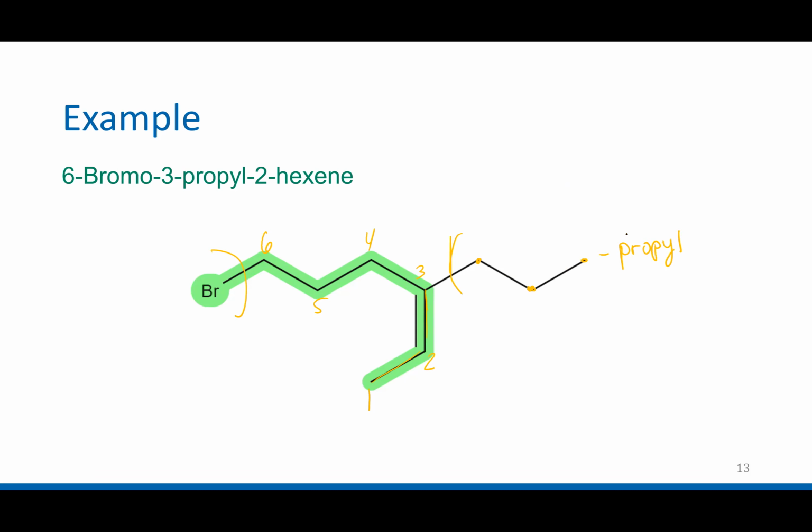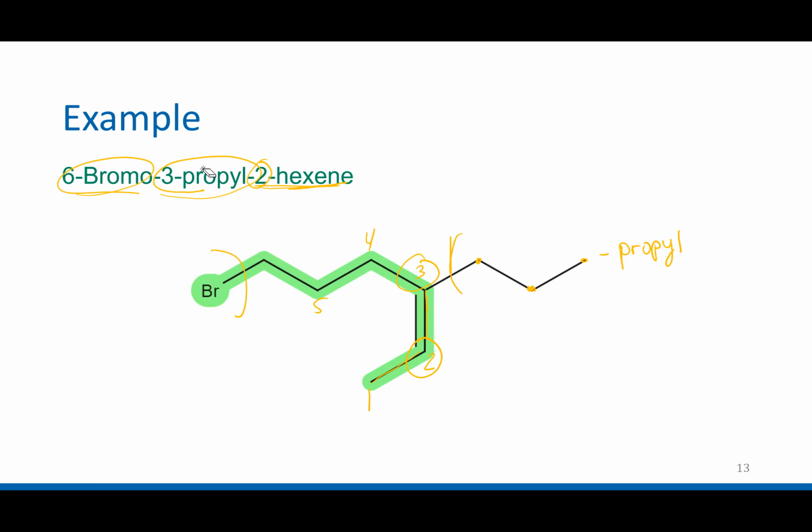So I would call this hexene. Again, working backwards, 6 carbons, hexane, but it's a double bond, so I call it hexene. On the second carbon, there's your double bond, so it's called 2-hexene. On the third carbon, you have a propyl group, and on the 6th carbon, you have a bromo group.